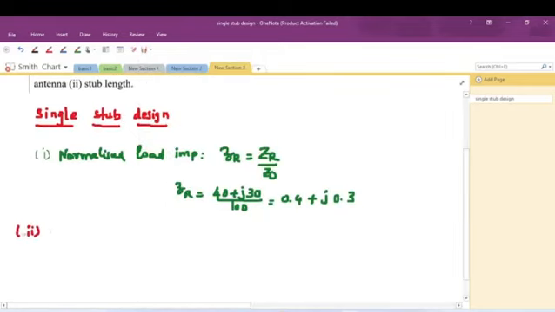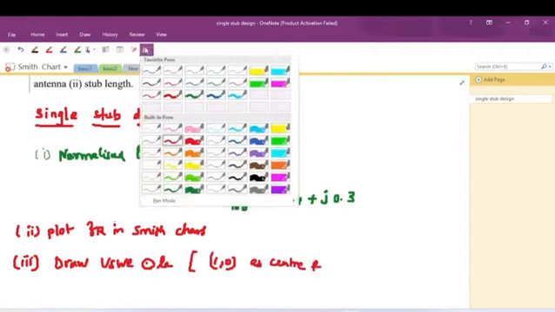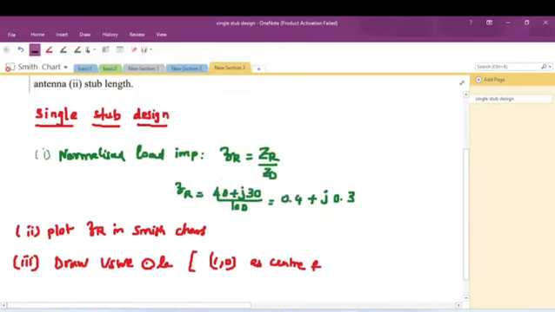Second step, you have to plot small zL on the Smith chart as usual. What is the third step? We have to draw a VSWR circle. For drawing the VSWR circle, which one is the center, which one is the radius? 1, 0 is the center, and small zL is the radius. So these things we need to keep in mind.